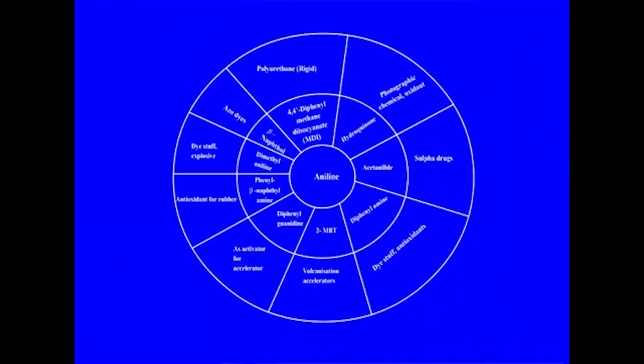If you see, aniline goes to hydroquinone, acetanilide, diphenylamine, 2-MBT, diphenyl guanidine, phenyl naphthylamine, and beta naphthol, which is a very important intermediate we use in the dye industry for making azo dyes, although there is a ban on the use of some azo dyes. Dimethylamine also goes for dye stuff and explosives. 2-MBT goes for vulcanizing, and diphenyl guanidine is used as an activator for accelerators. So these are some of the major outlets of aniline.